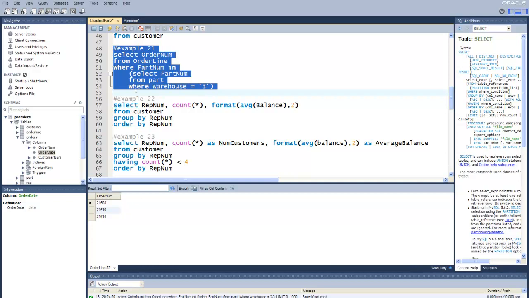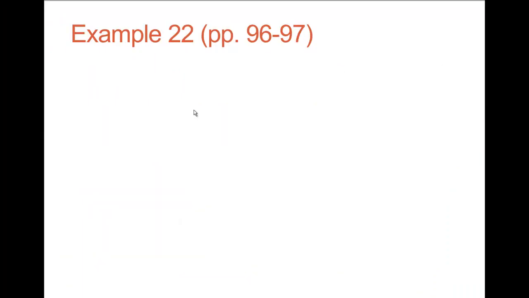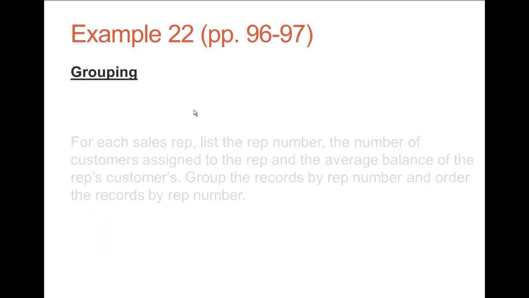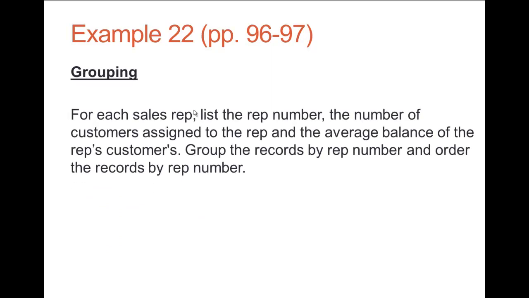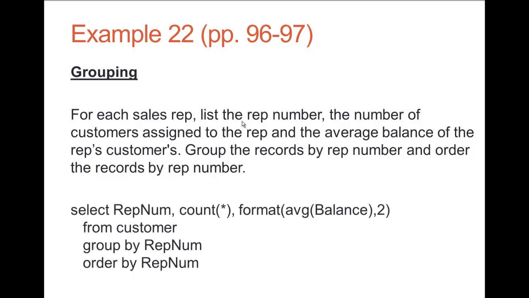I've put a couple of other things in here in the next one that your author doesn't do. In example 22, the author introduces grouping. For each sales rep, list the rep number, the number of customers assigned to the rep, and the average balance of the rep's customers. Group the records by rep number and order the records by rep number.